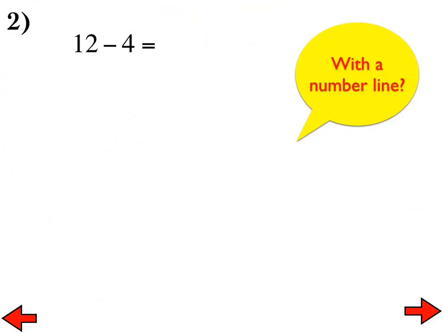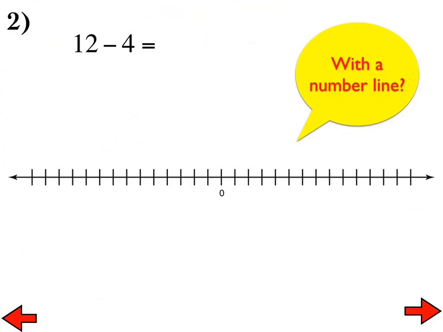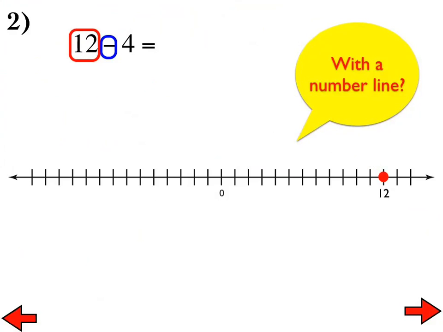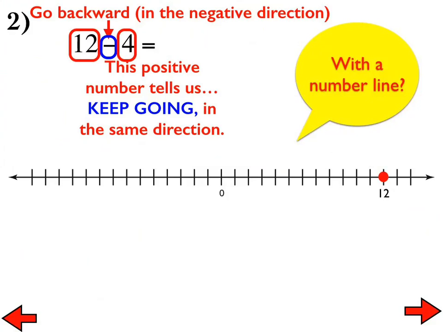In this problem, where are we starting? 12. Which direction will I be going from 12, right or left? Left, because of the negative symbol right there, or the subtraction symbol, whatever you want to call it. And we're going to go left 4 places, and where does that leave us?